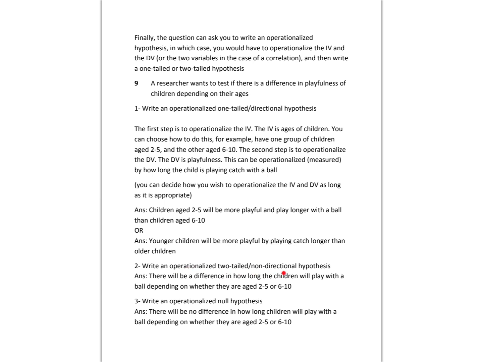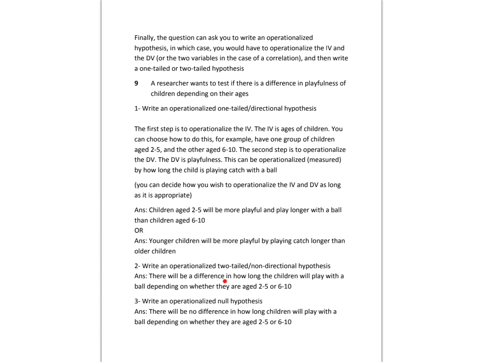Let's look at a two-tailed operationalized hypothesis. Write an operationalized two-tailed non-directional hypothesis. There will be a difference, so the same phrasing, but this time we're operationalizing it. There will be a difference in how long the children play with a ball depending on whether they are aged 2 to 5 or 6 to 10. Or there will be a difference in how long children play with a ball depending on whether they are younger or older. That's also correct.